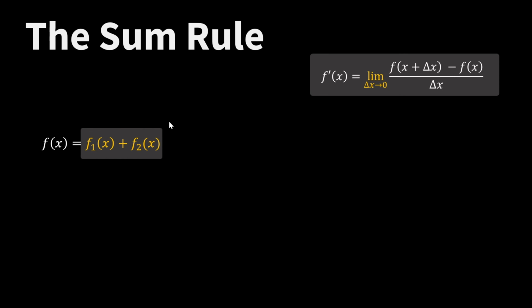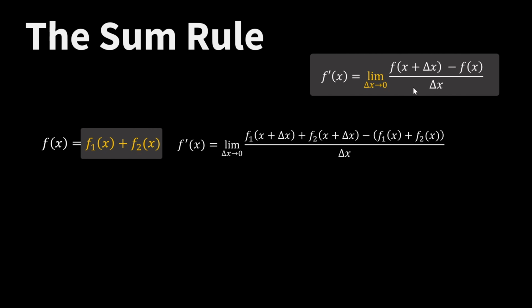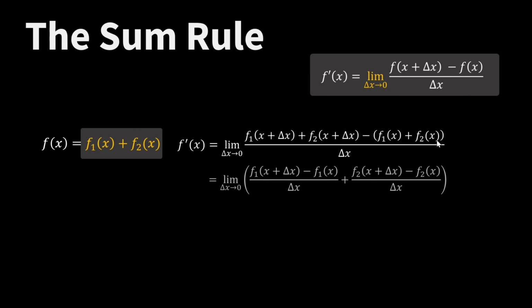The question is, what is the derivative of the sum of 2 functions f1 and f2? Let's plug it into the limit. F at x plus delta x is f1 at x plus delta x plus f2 at x plus delta x. F of x is f1 of x plus f2 of x. Now we can rearrange these terms a bit.